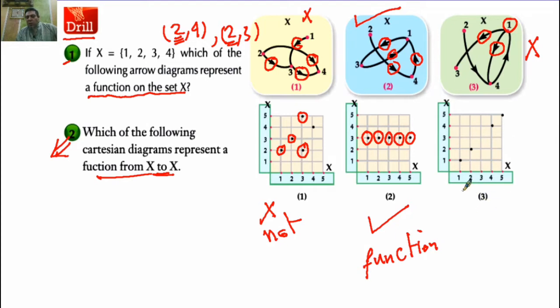Relation number 3: 1 appears 1 time, 2 appears 1 time, 4 appears 1 time, 5 appears 1 time. But element 3 does not appear any times, it is not connected with an element in y. Then this relation is not a function.